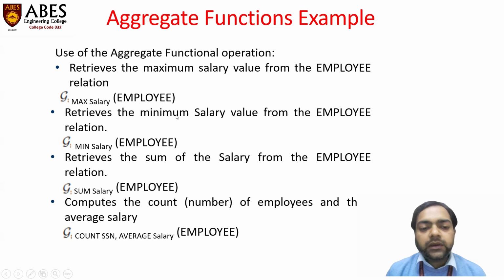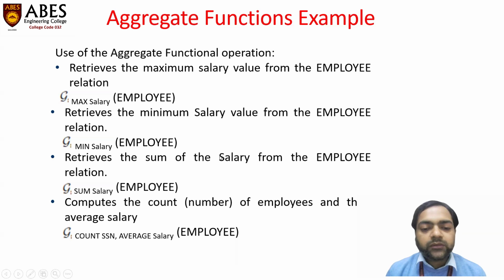If we want to find the minimum salary value from the employee relation, we will use the min function of the aggregate function, and again we will apply it on the salary attribute of the employee relation. So this will be the symbol for aggregate function. This will be the aggregate function which we want to apply. This will be the column onto which this particular aggregate function is applied, and this is the relation name onto which this particular salary attribute exists.